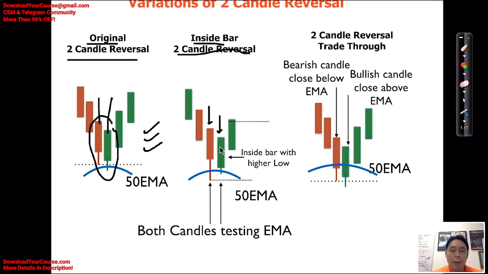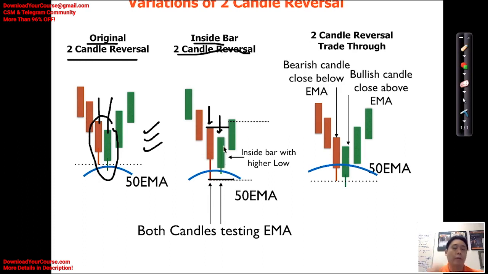Now remember, what is an inside bar? An inside bar is a candle whose range is fully within the range of the previous day's candle. So this candle, the range is from here to here. That's the range, right? From the top to the bottom, that's the range. And this candle is fully within the range of this candle. So we call this the mother candle, and we call it the baby candle. This is an inside bar.